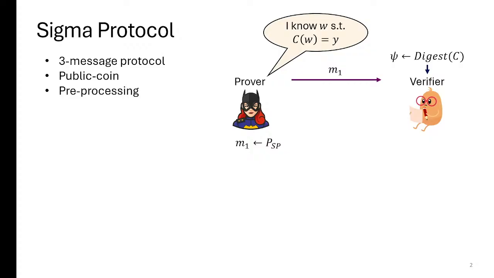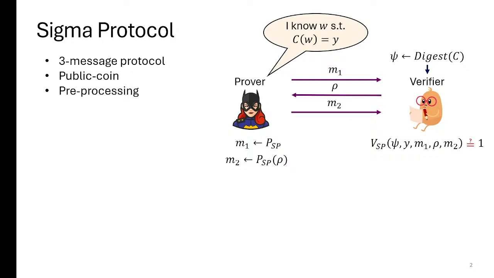So I said it's 3 messages. The prover sends some M1. Then the verifier chooses its random message. And the prover answers with some M2. And then the verifier takes a look at everything that it can see and decides whether to accept or reject. This is a Sigma protocol, and I'm going to only focus on Sigma protocols in this talk.